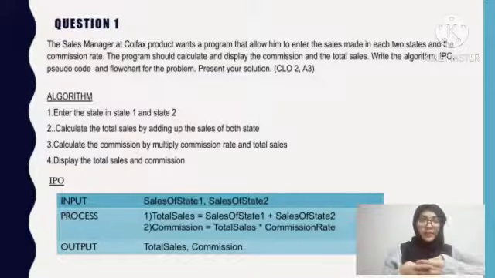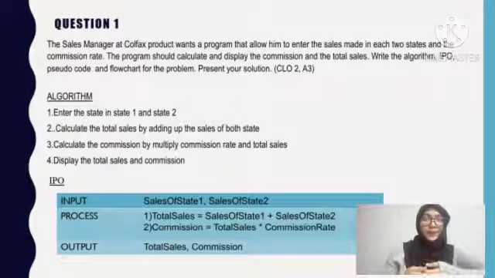In the algorithm: enter the sale of state 1 and state 2. Calculate the total sale by adding up the sale of both states. Calculate the commission by multiplying the commission rate and total sale. Display the total sale and commission.